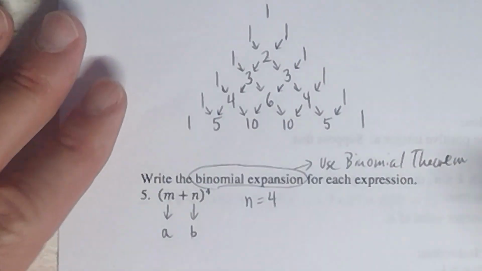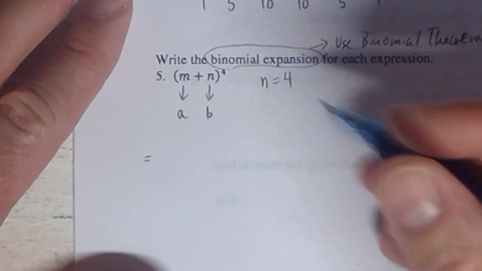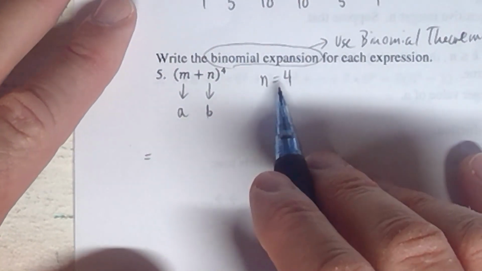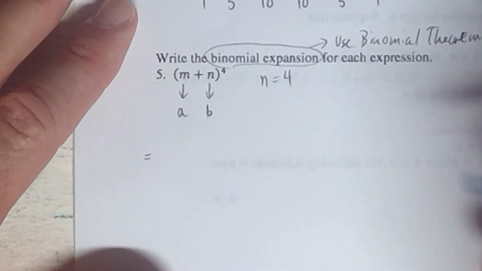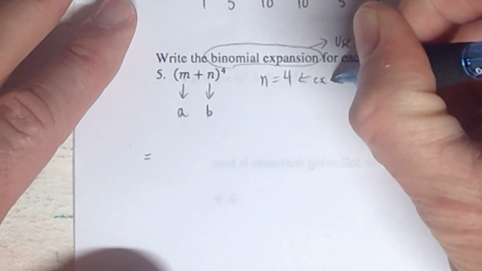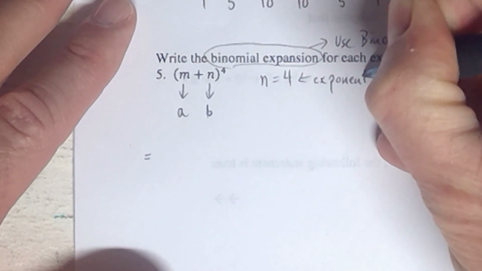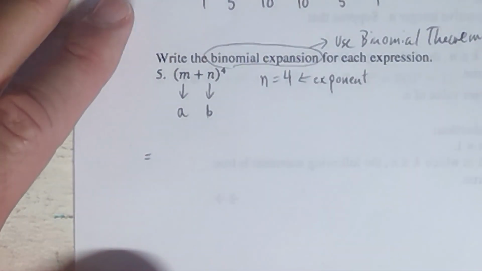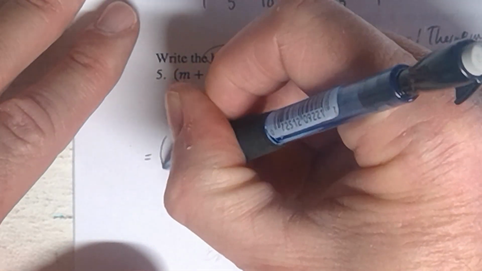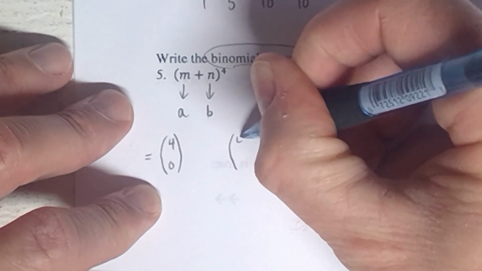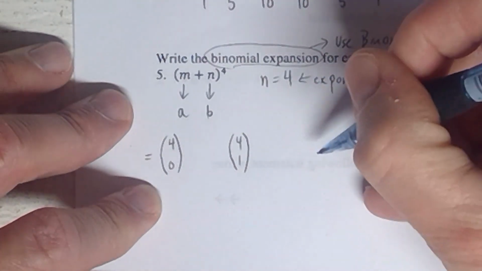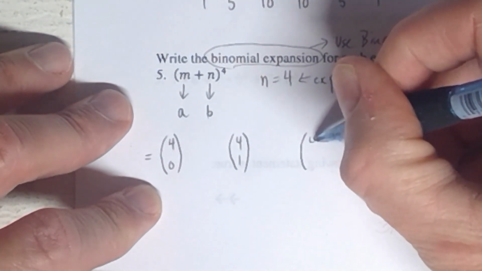Now, let's see how this all works out. Since the exponent n, not the n on the inside, but the exponent n. I know there's a couple of n's here, so I want to make sure we don't get confused. The exponent n right there is 4, and so how it works is like this. We take 4, 0, leave some space, 4, 1, leave some space, 4, 2.